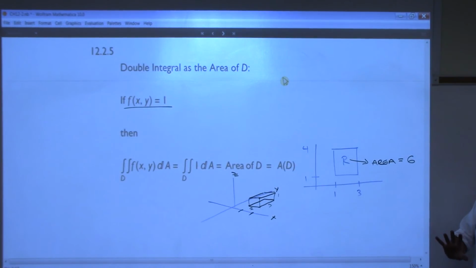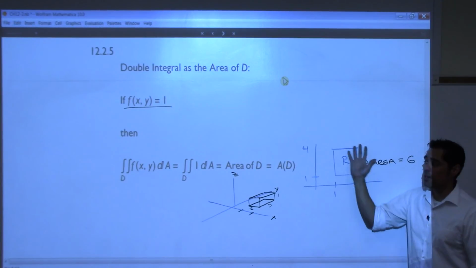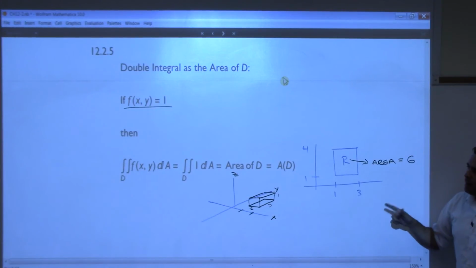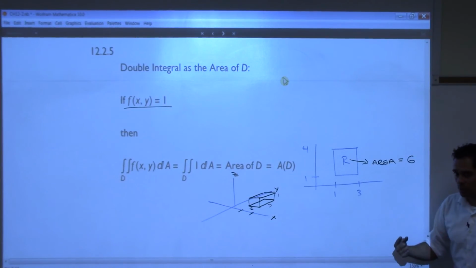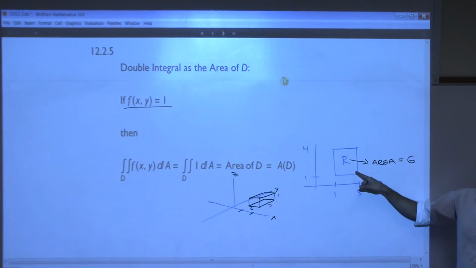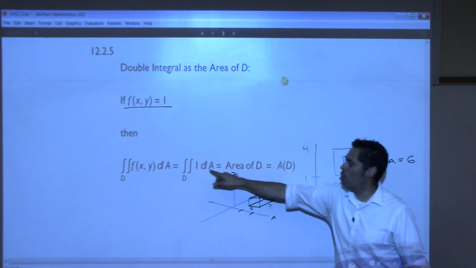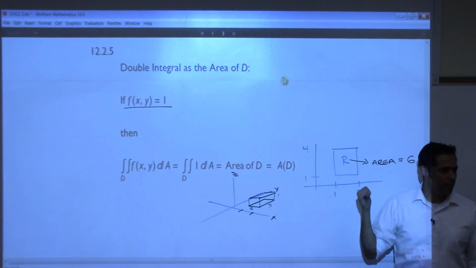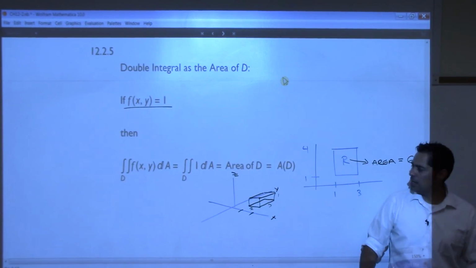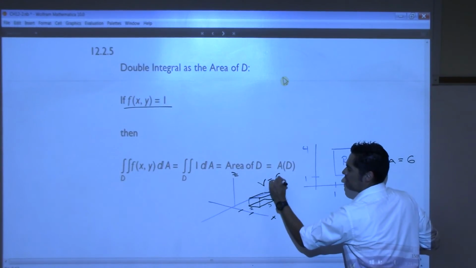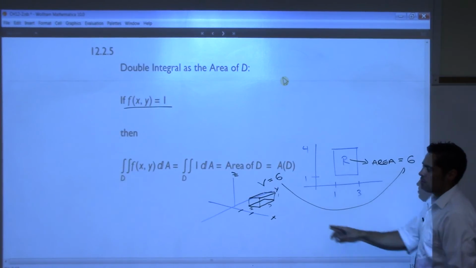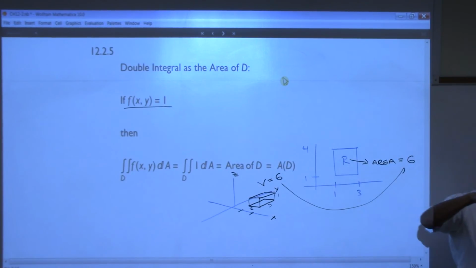So the point is this. If you're ever trying to find the area of a weird object in 2-dimensional space, you can find it by doing the double integral of the region and using 1 as f of x, y. If you do that, your answer will be the area of the region you're integrating over, always. So it's not a coincidence that the volume of this being 6 matched with the area of this being 6. They will always be the same as long as the function is 1. All right?